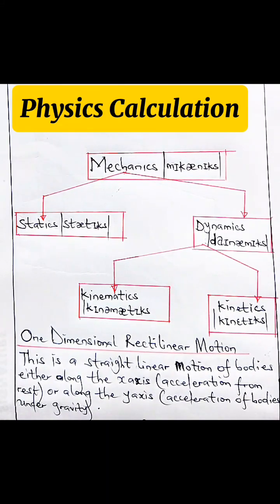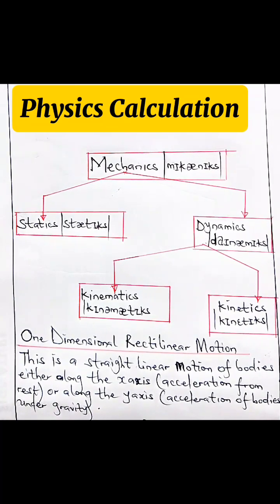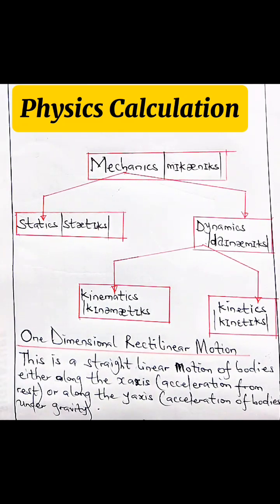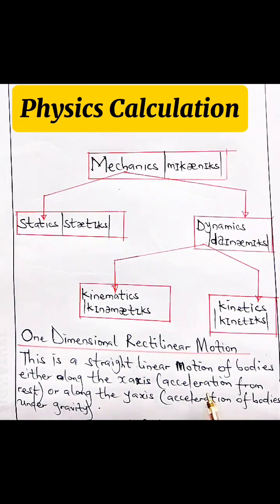For example, a table with four legs. When you say a table with four legs, it looks like the table is not moving, but all the four legs cancel out the network of forces. So that's that for statics. Statics deals with bodies at equilibrium, bodies that are not moving. That's what statics is.